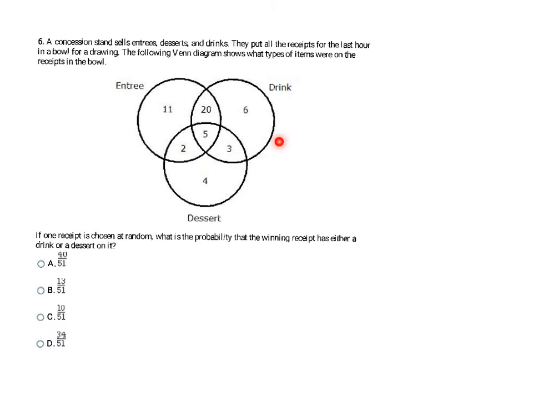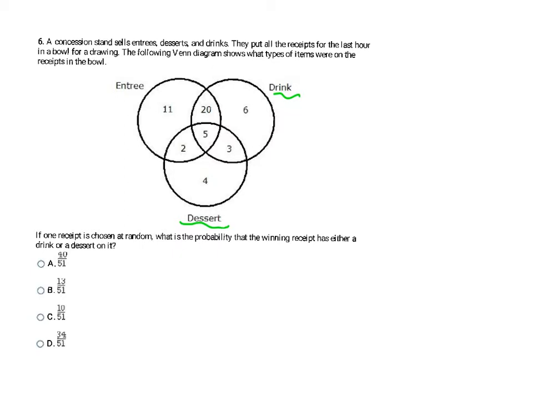The next question includes a Venn diagram, and it says a concession stand sells entrees, desserts, and drinks. They put all the receipts for the last hour in a bowl for a drawing. The following Venn diagram shows what types of items were on the receipts in the bowl. If one receipt is chosen at random, what is the probability that the winning receipt has either a drink or a dessert on it? So here is my dessert, and here is my drink.